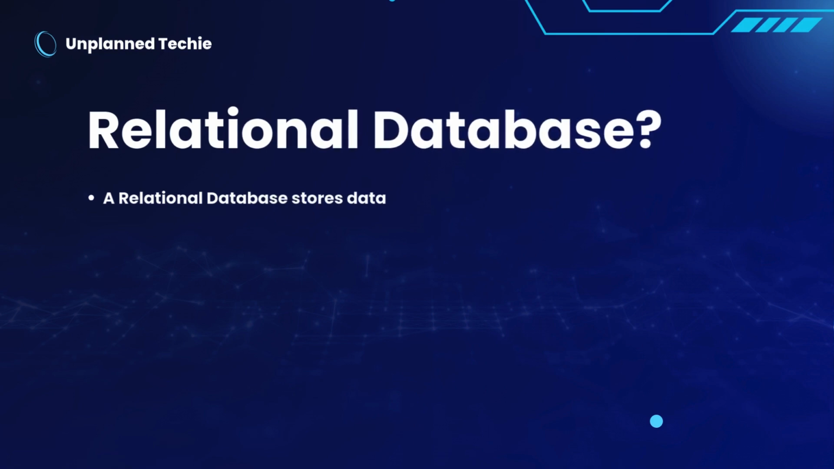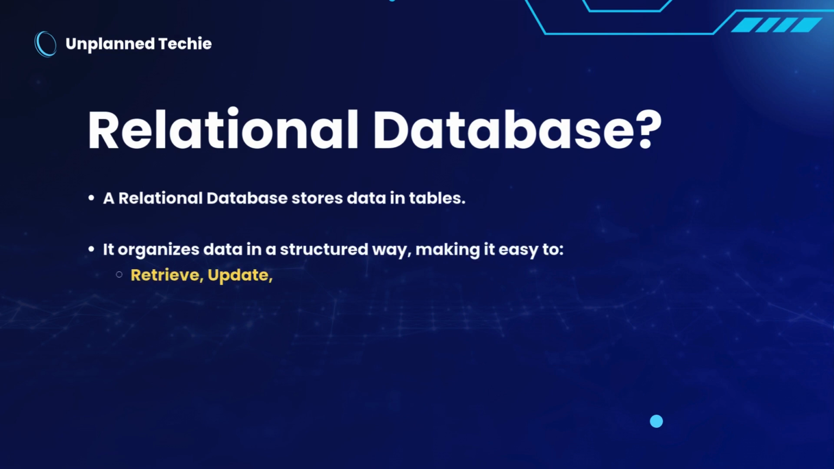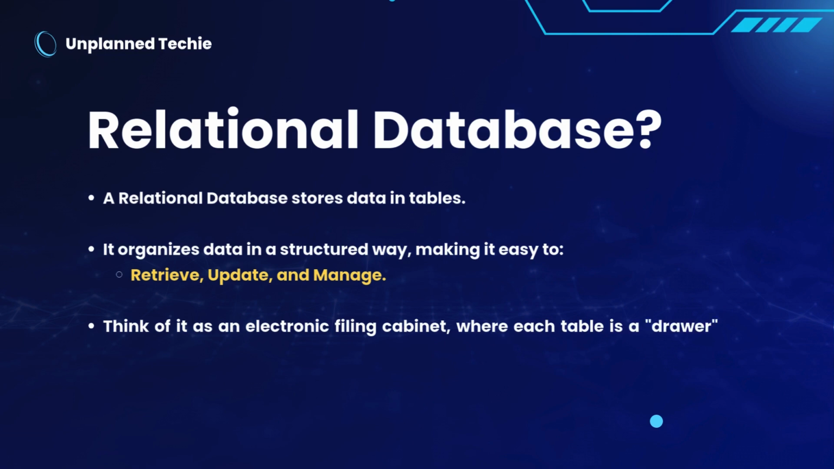Now, what's a relational database? A relational database stores data in tables. Imagine each table as a drawer in a filing cabinet, organizing related pieces of information. This structure makes it easy to retrieve, update, and manage data efficiently.